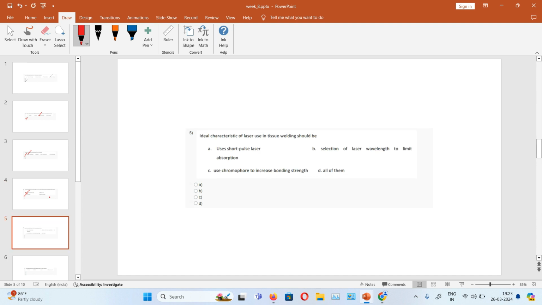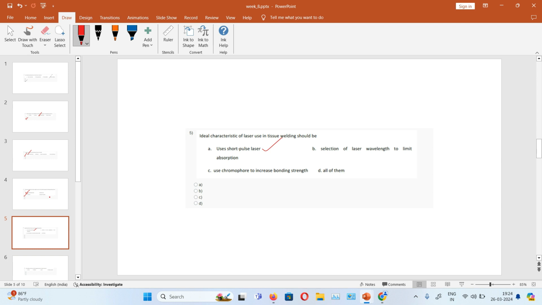Ideal characteristics of a laser used in tissue welding should be, just see what are the useful things. Use of a short pulse laser. This is actually good. It will create a very high energetic pulse such that it will not damage, because it will not get enough time for the whole tissue to equilibrate with the high temperature. So within a short time it will get welded. So use of a short pulse laser is good.